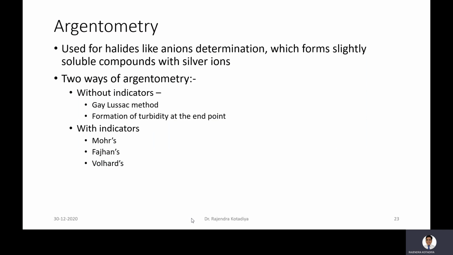Okay, now the further part of this precipitation titration is argentometry. All these titrations are known as argentometric because here we are using silver nitrate as our titrant, and they are used for estimation of anions, specifically chloride ions, then iodide ions. All those anions can be determined by precipitation titration because they form slightly soluble compounds with the silver ions. Okay, there are two ways of performing argentometric titration without indicator, which is not in your syllabus, but for your information, you should know that it can be performed without indicator with the help of the Gay-Lussac method and formation of turbidity at the end point. You can check that also. What we have discussed with the help of indicators are the Mohr method, Fajan's and Volhard's method.